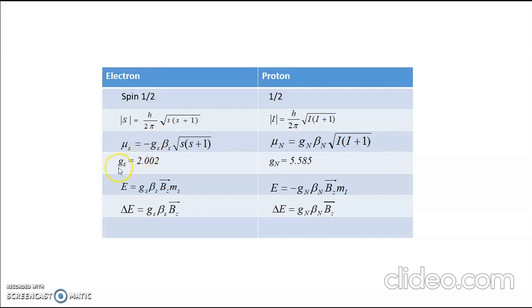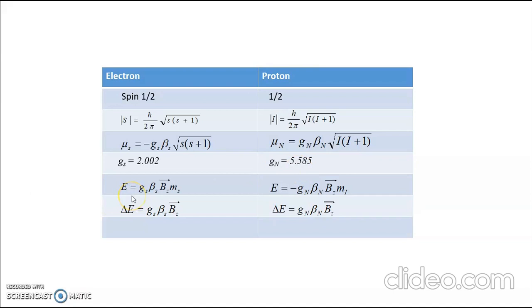And for the electron, Gs is accurately calculated to be 2.002. But for the nucleus, Gn is obtained from experiment, as it is different for different nuclei. For the proton, this value is 5.585.